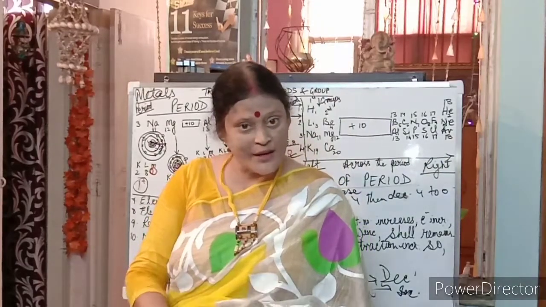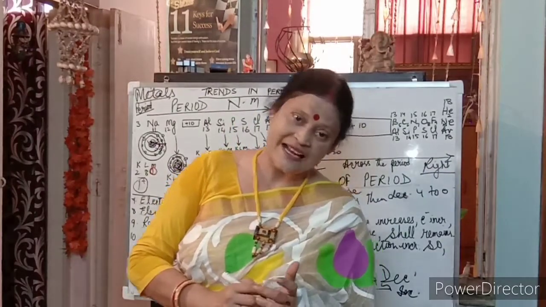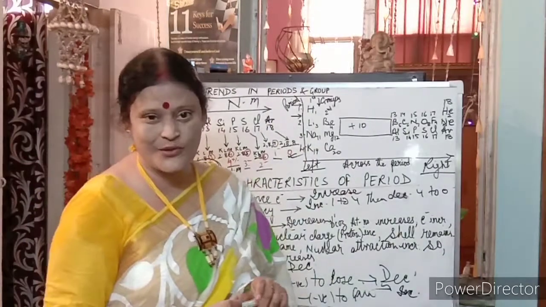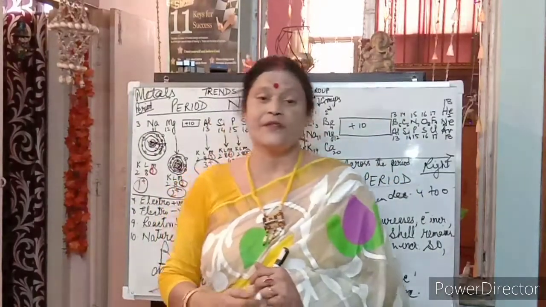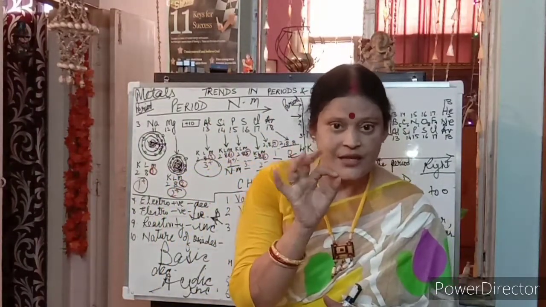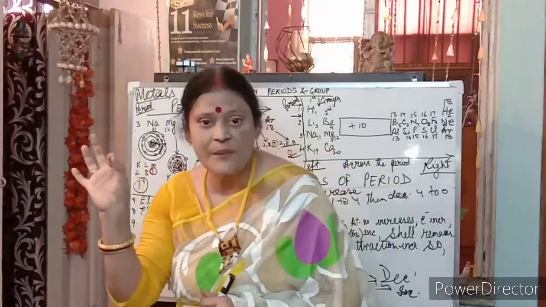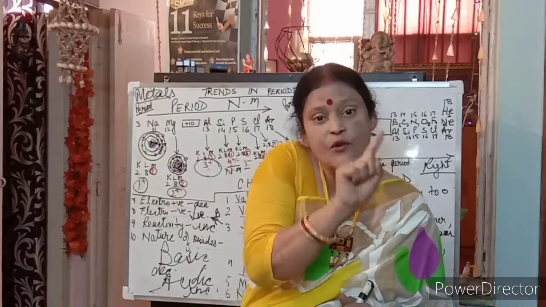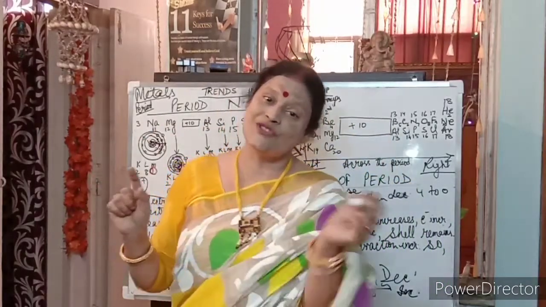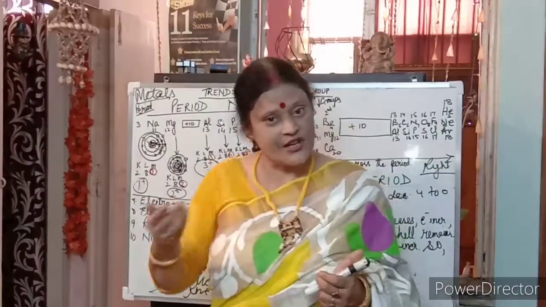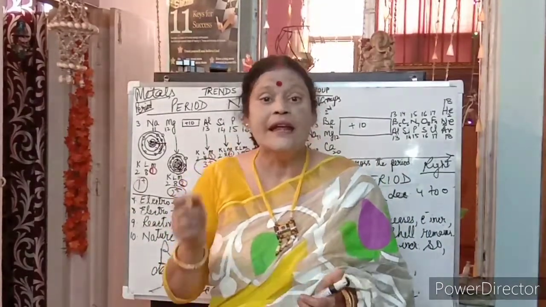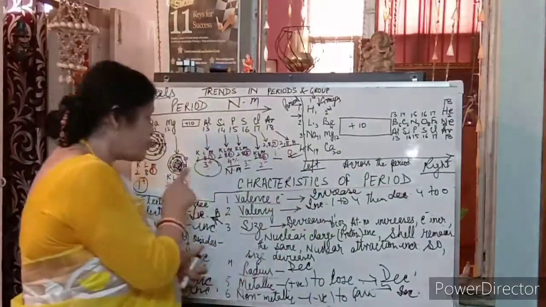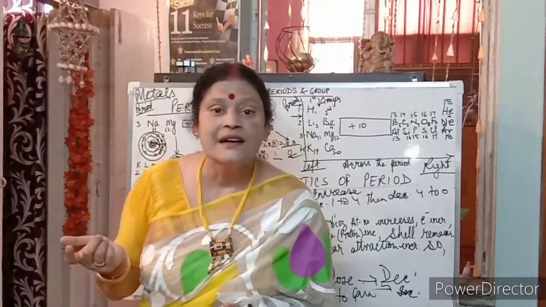Okay, now let me recall. There are only 10 characteristic features in your syllabus. Shall I start, students? Yes? Ready? Now first characteristic: valence electrons across the period. Yes? Increases. Valency first increases from 1 to 4, then decreases from 4 to 0. Yes? Size decreases. Reason you all already know. Next is metallic character, that means positivity. Positive 1 plus, 2 plus, 3 plus, that is decreasing.